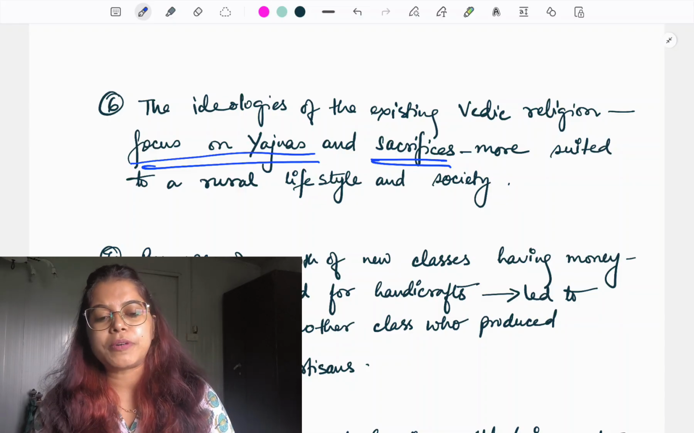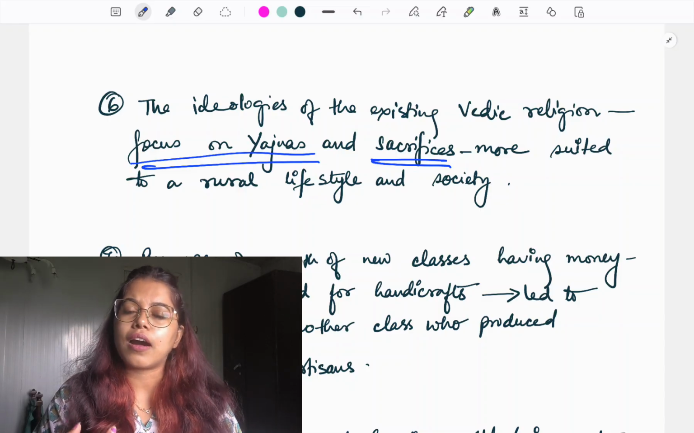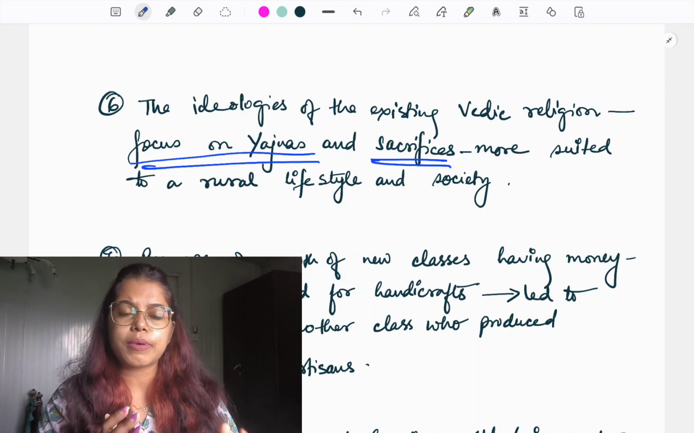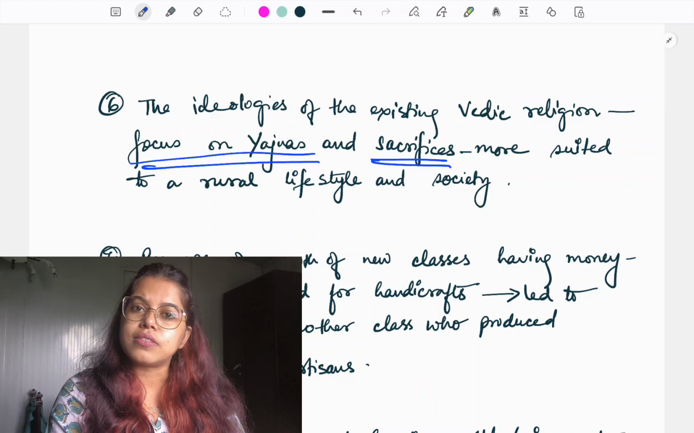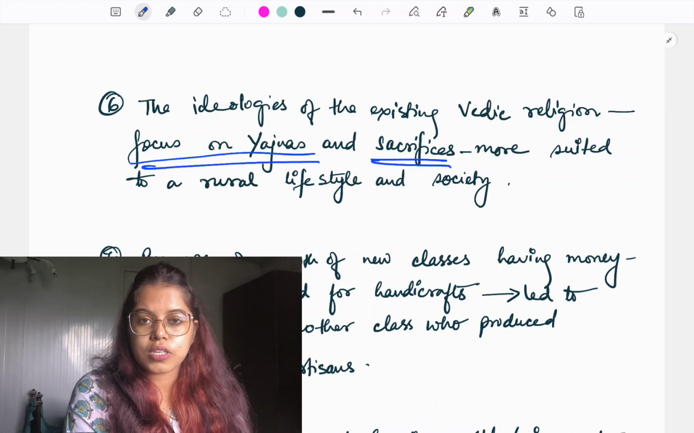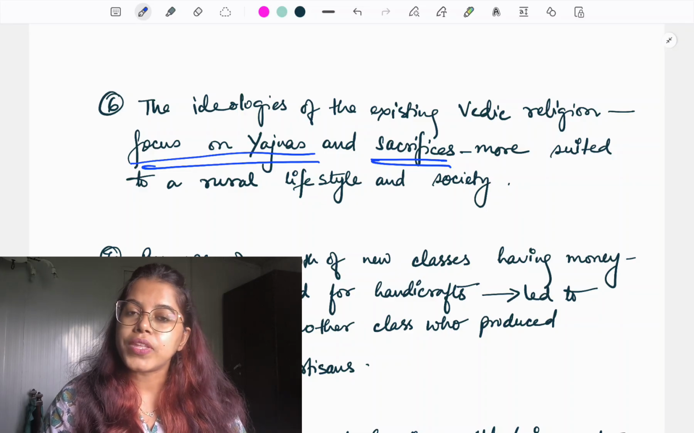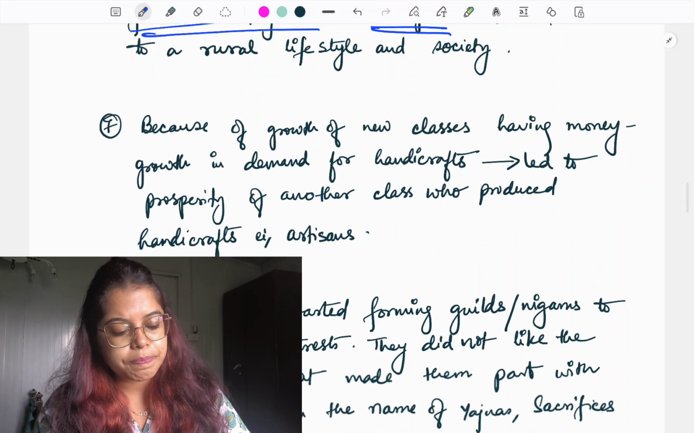So now the people who were earning money by their hard work, by their toil, didn't want to give a considerable amount of money to the Brahmins just for performing these yagnas. So they wanted to look for something simple, something they could connect to more. In fact, there were also the peasants.